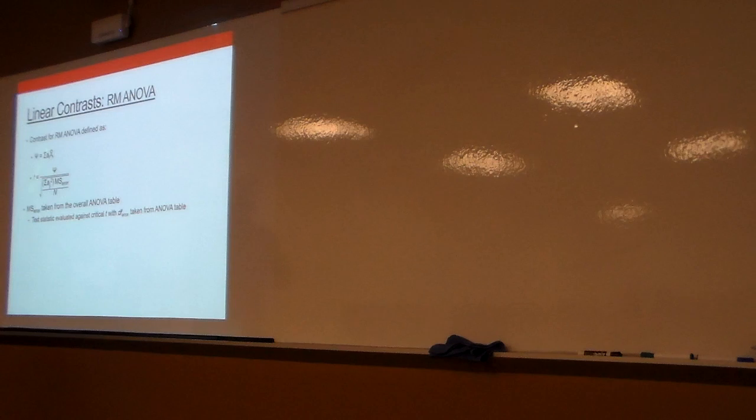So we've presented your repeated measures contrasts. Okay, repeated measures contrast. The value of your contrast is just the sum of the weighted means involved in that contrast, and then your test statistic is the value of your contrast over the square root of the sum of your squared weights times the mean squared error from your overall ANOVA table, divided by the number of people you have in your sample. Okay, and then again testing this against a critical t with degrees of freedom error taken from your ANOVA table.